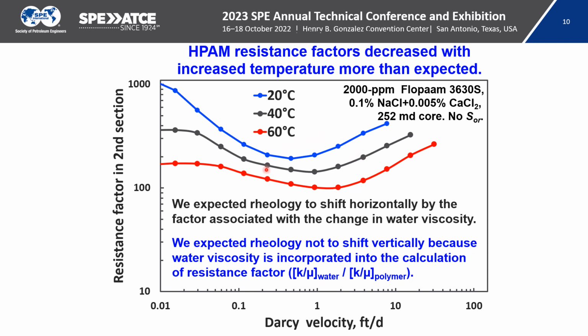And if you look at our actual resistance factor data, you can see that that's not correct, that the overall magnitude of the resistance factor in these entire rheological curves shifts downward fairly significantly as we increased the temperature. Now, we've shown in the paper that this is not due to oxidative or shear degradation of the polymer. So we have to come up with another mechanistic reason for why the resistance factor is very definitely dropping significantly with increased temperature.